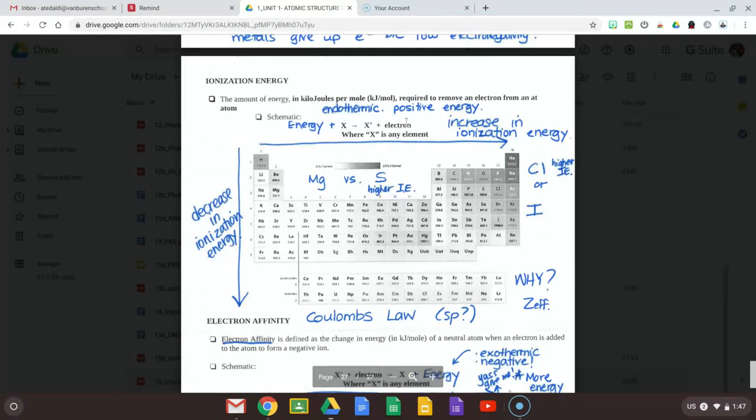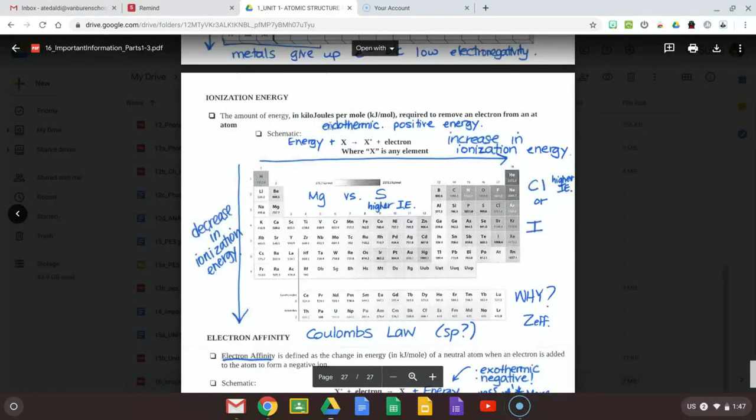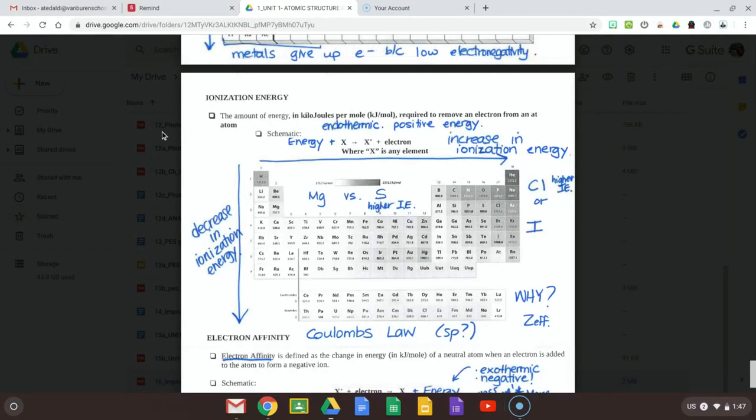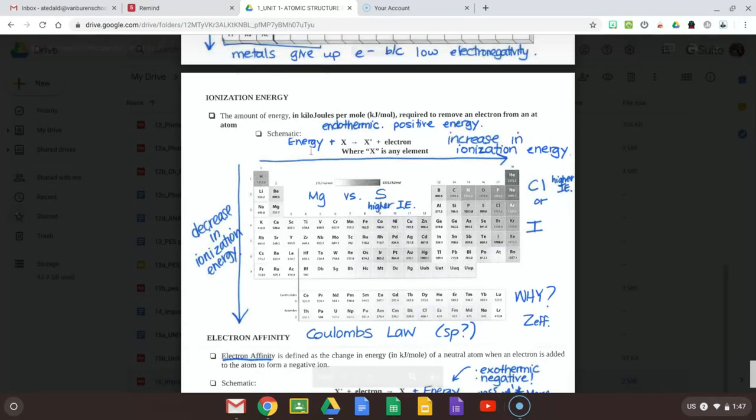All right, the last two trends I'll talk about are ionization energy and electron affinity. So ionization energy is the amount of energy it takes to remove an electron from an atom. That's positive energy. It requires energy. It's endothermic, it's positive. And remember the schematic: energy plus X, which is an atom, ends up being X plus plus an electron. X is a neutral atom or a neutral element. I'm adding energy to it to remove an electron. It becomes a positive ion, and an electron is ejected and leaves.